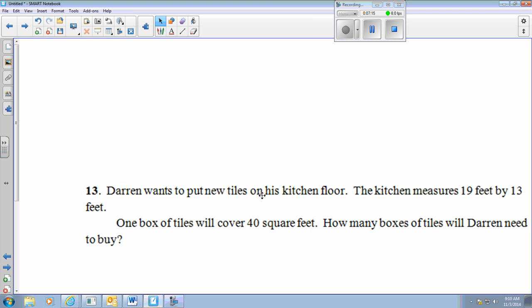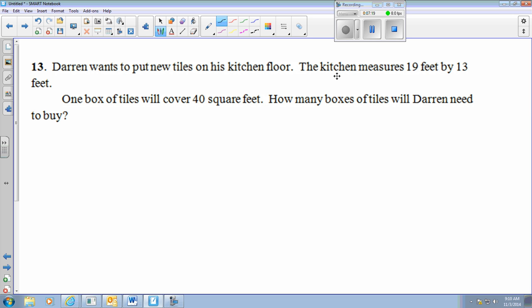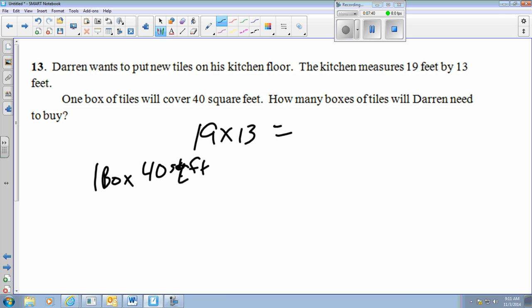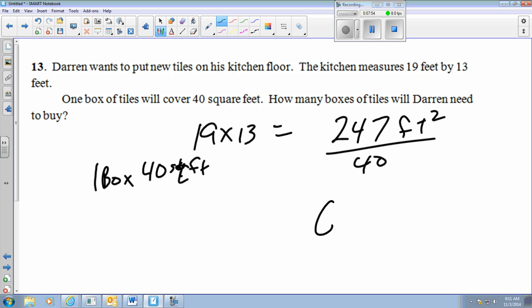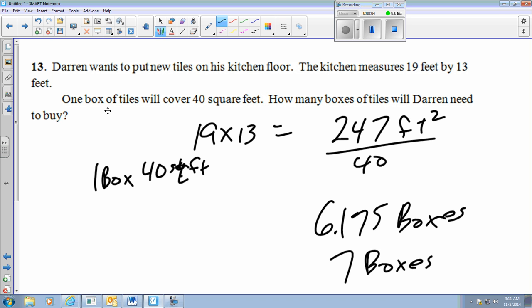For number 13, we have Darren wants to put tile on the floor. The kitchen measures 19 by 13, and one box covers 40 square feet. So if I multiply 19 times 13, I get the area of the kitchen is 247 square feet. If I'm dividing that by 40 square feet per box, I know that I'm going to have 6.175 boxes. We know that we can't get a part box, so we'd round that up to 7 boxes. And you could probably bring the leftovers back.